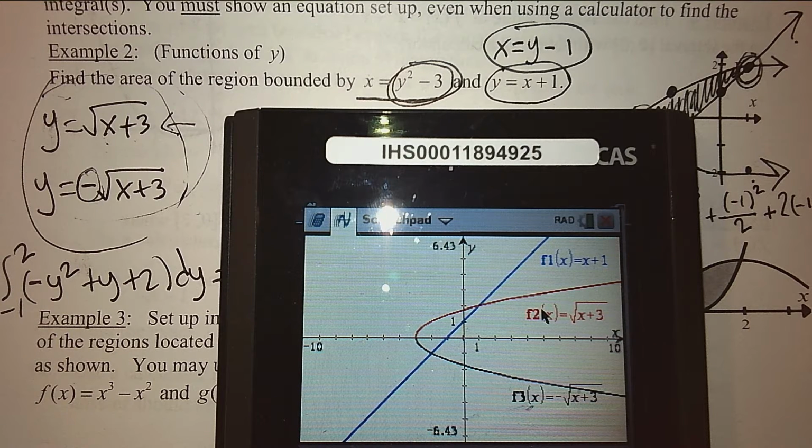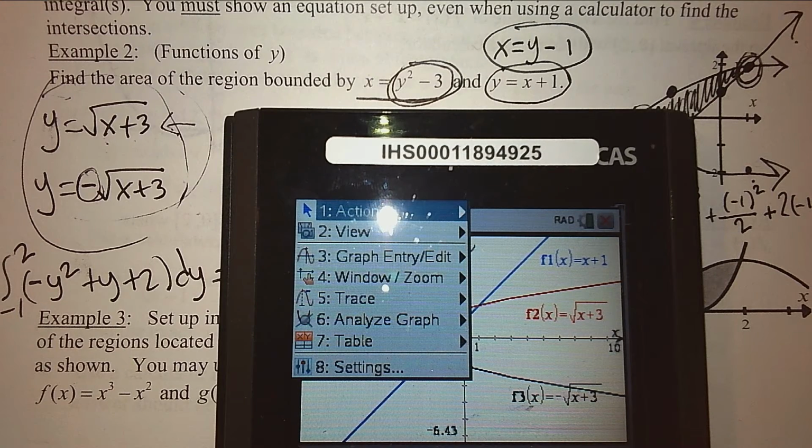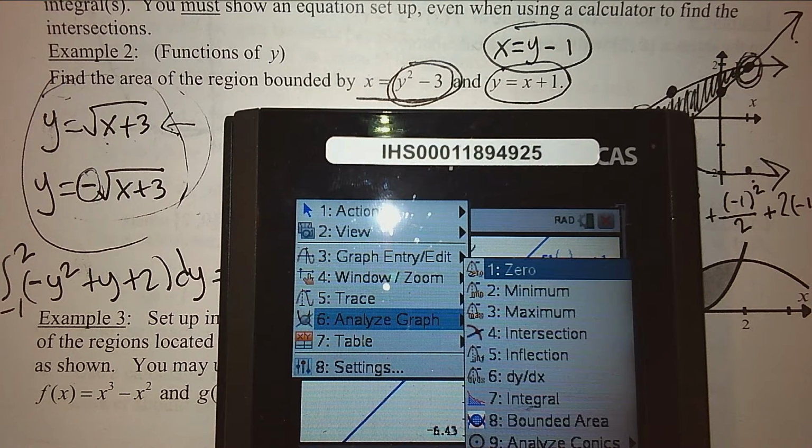Do you see the top half and the bottom half and all of that? All right. Now, how do I integrate the bounded parts with our calculator? I'm experimenting here too because we have 3 functions going on. So let's see if this works out. We're going to go to Menu, then Analyze, then Bounded.